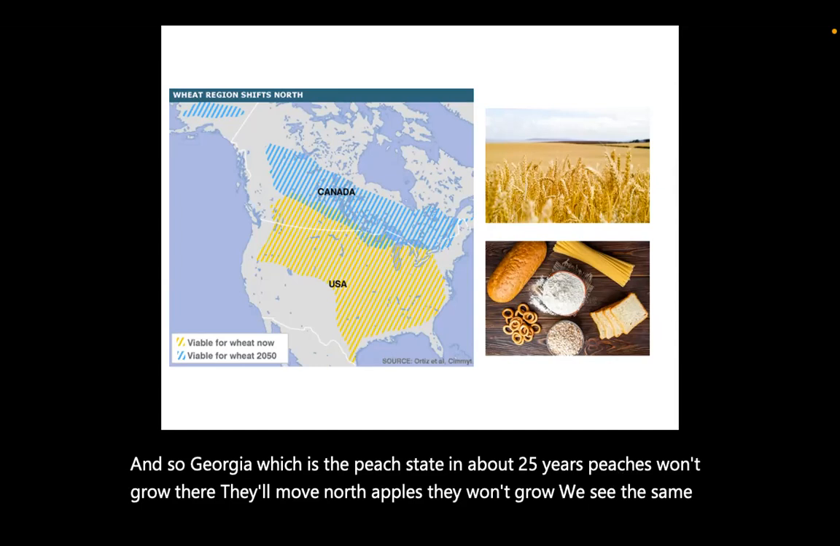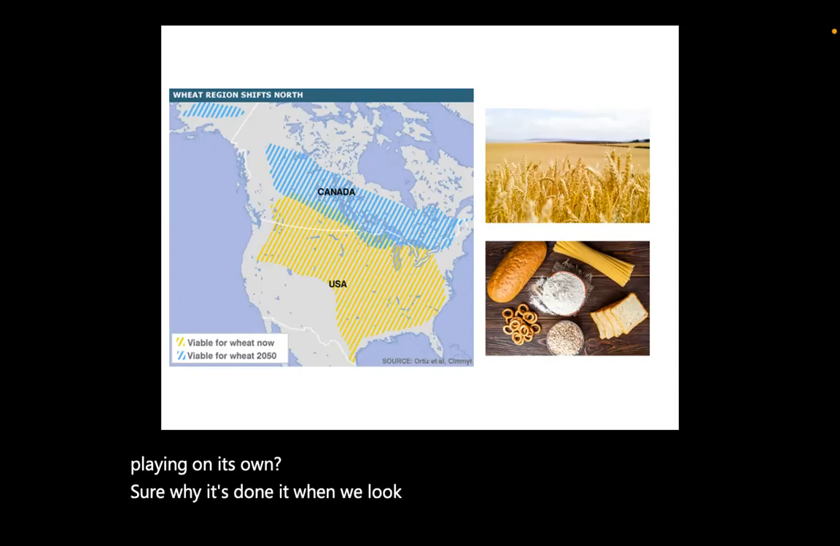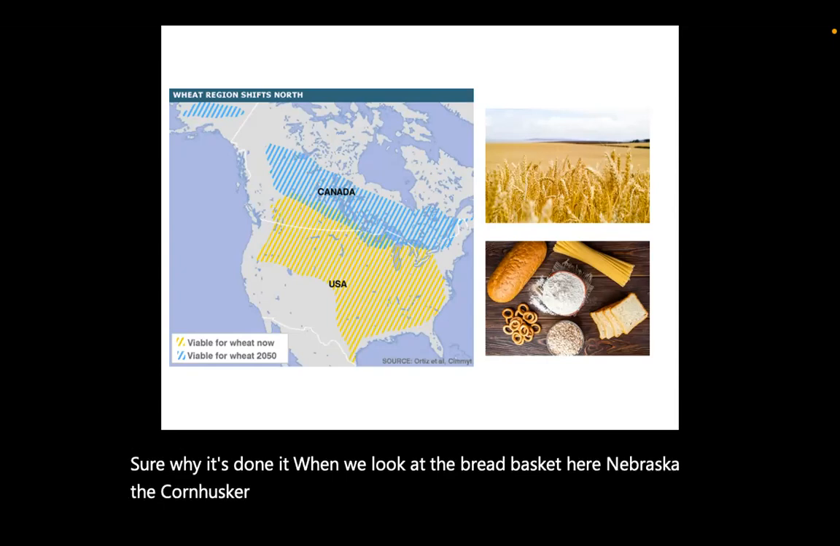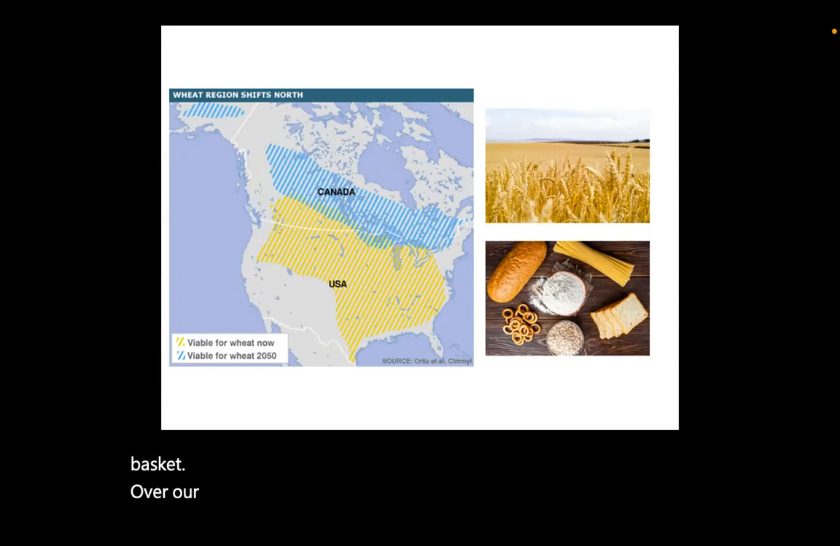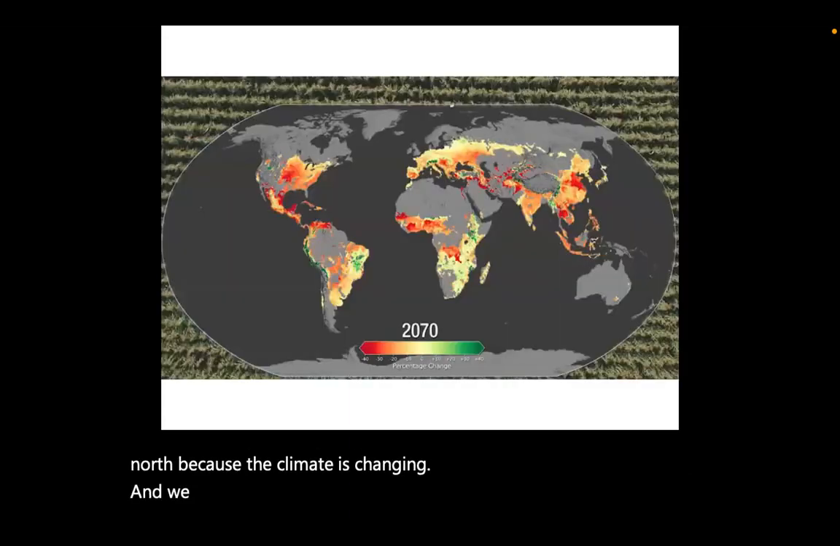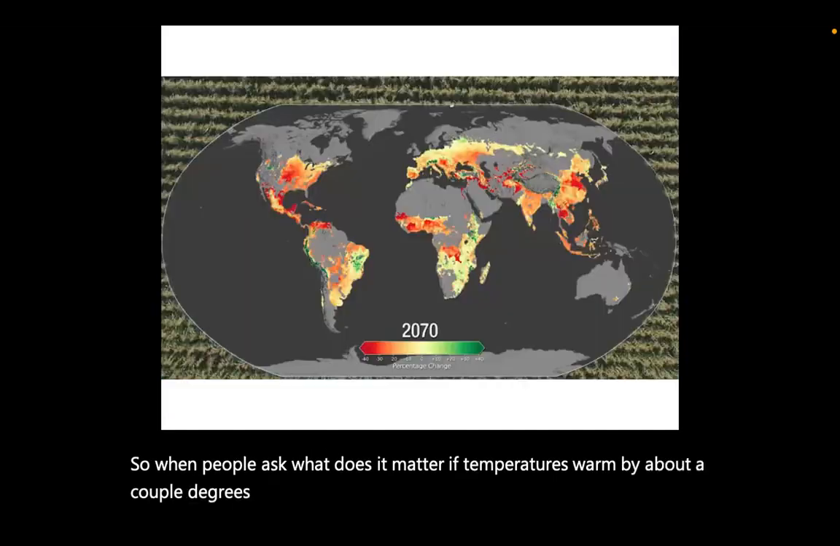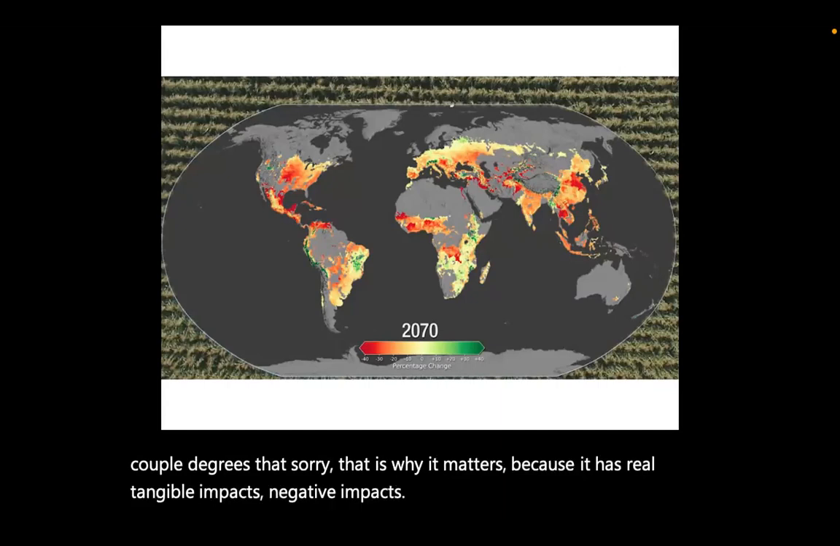We see the same thing in the breadbasket. When we look at the breadbasket here, Nebraska, the Cornhusker state, you can see the shift here. This is the current breadbasket. Over our lifetimes, that will move to Canada. Places in Canada that right now you wouldn't think you can grow wheat or soybeans, they're going to move north because the climate is changing. And we see this all over the world. You see it in Russia. You see it in Ukraine. You see it everywhere. So when people ask, what does it matter if temperatures warm by about a couple degrees? That is why it matters, because it has real tangible impacts, negative impacts on the growth of crops.